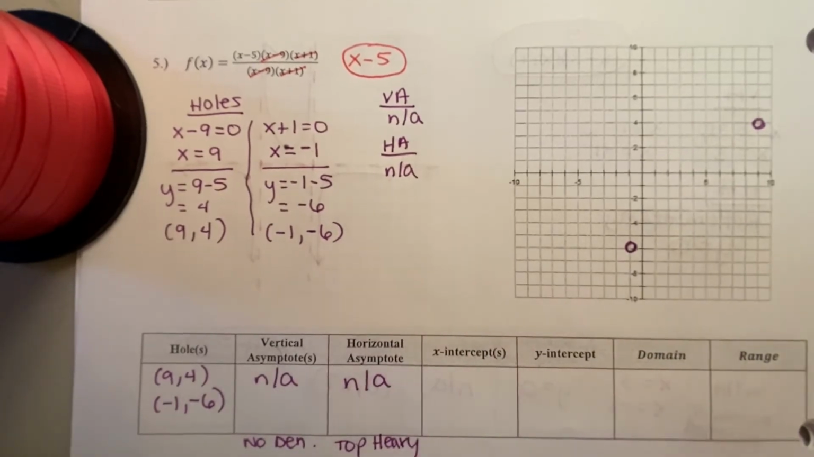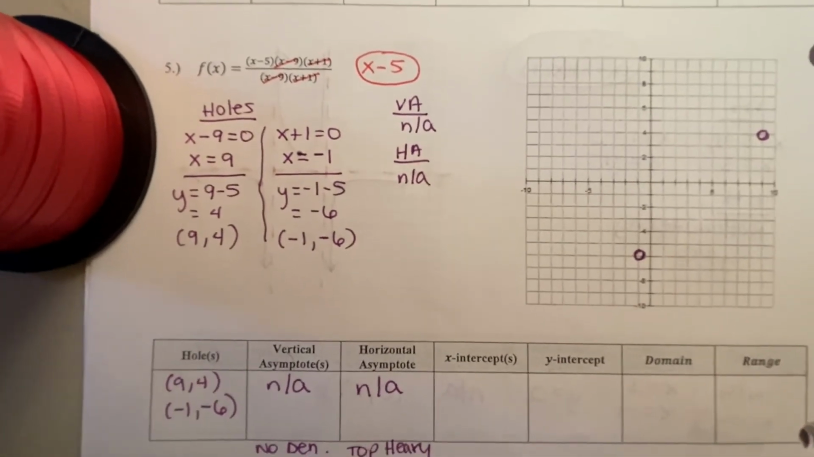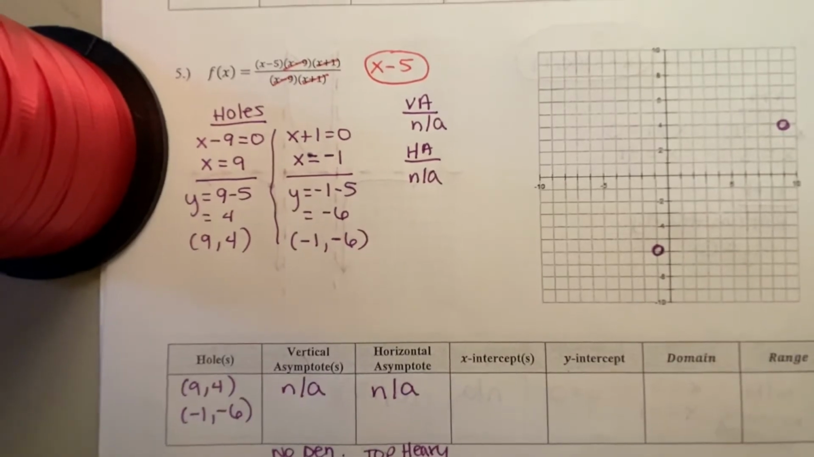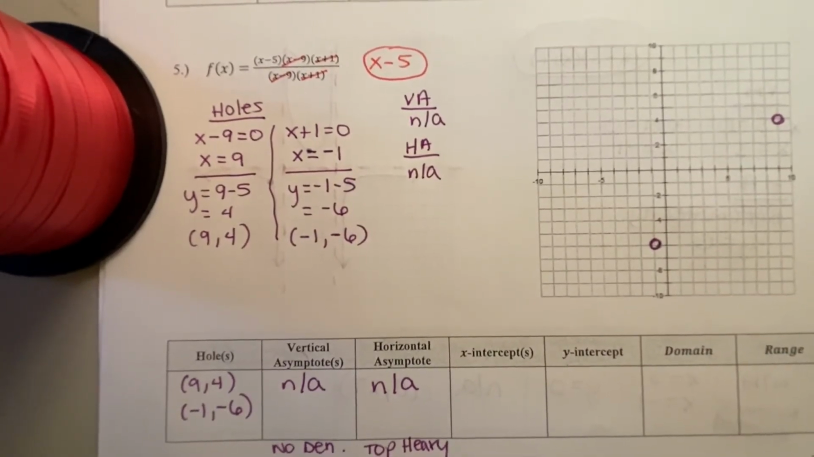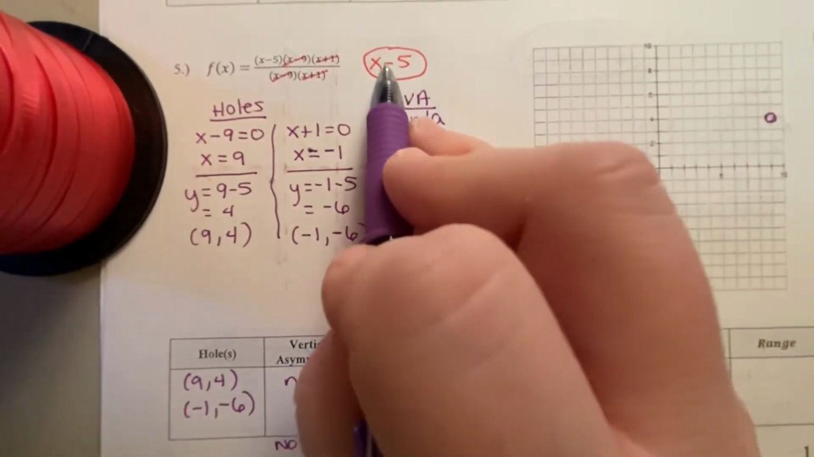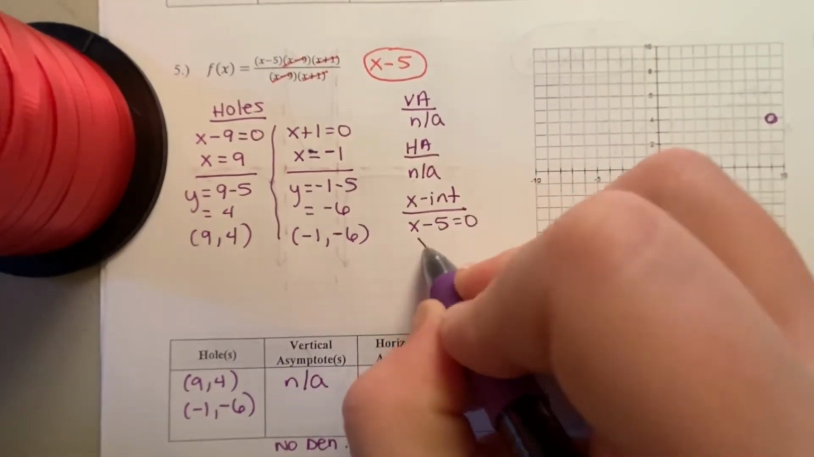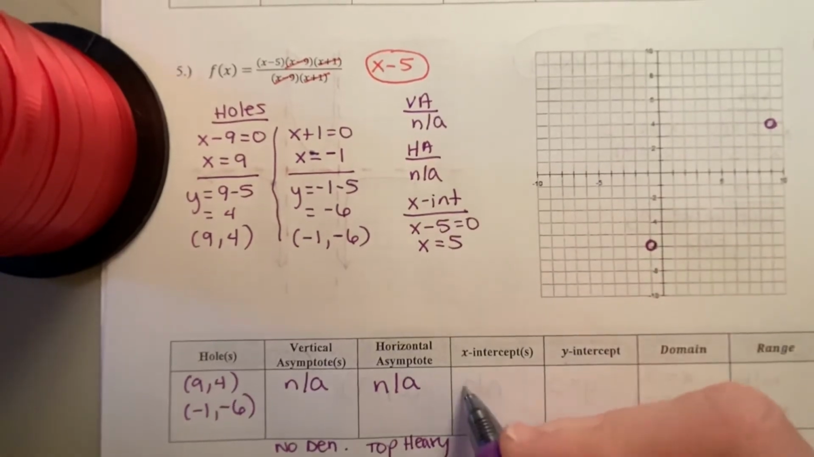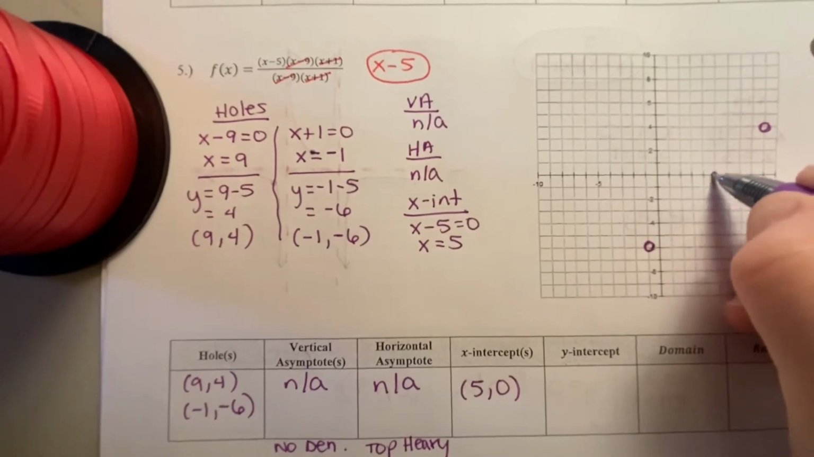Now we need to look at the x-intercept and the y-intercept. If we're finding the x-intercept, it says to set the numerator equal to 0 and solve for x. So we set the numerator, which would be x minus 5, equal to 0 and solve for x. So we get 5, so that means my x-intercept is at 5, 0. So at 5, 0, I can plot a point.